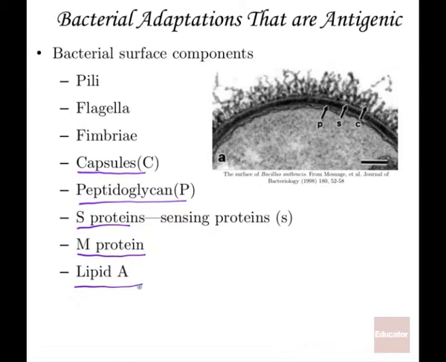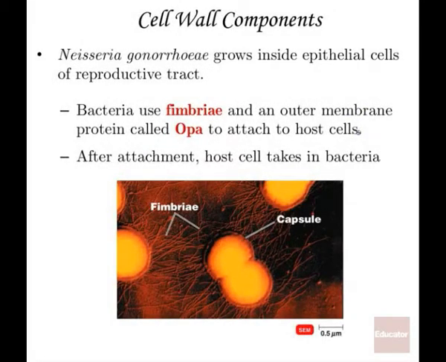So here, this is the surface of Bacillus anthracis, and you can actually see the P for peptidoglycan layer here. We have S for the sensing proteins, and then we have the capsule out here. So any one of these structures could certainly serve as antigens for detection by the immune system. So here is an example of the fimbriae.